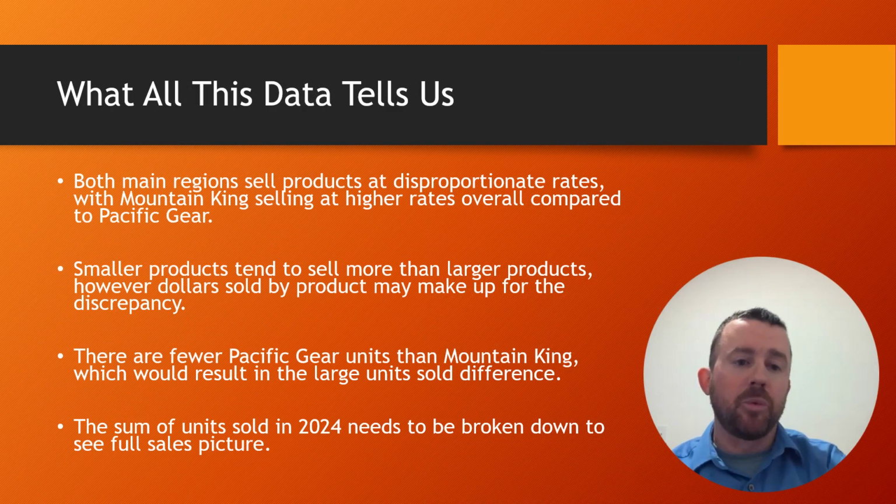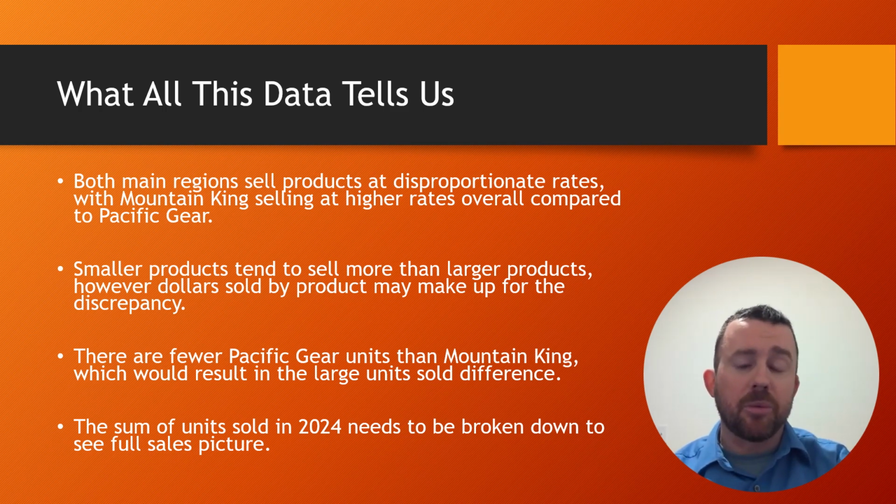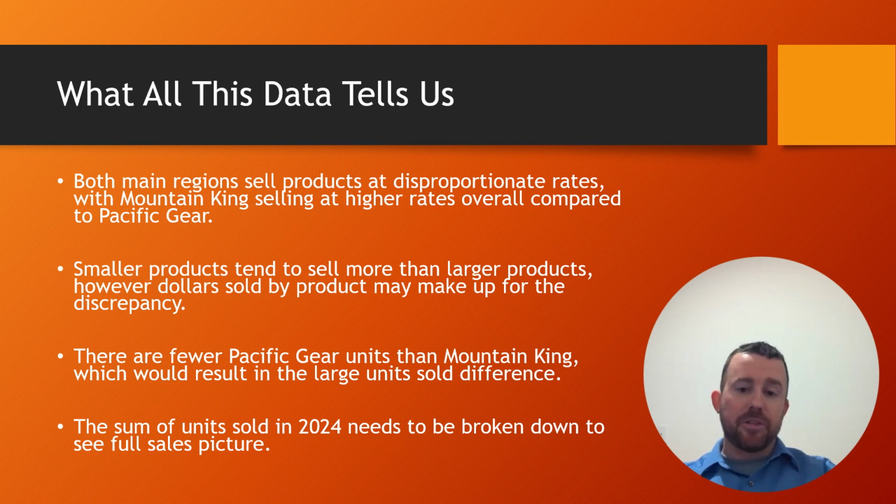Okay. So what does all this data tell us? It tells us that there is a significant difference between the two regions in terms of sales, both by vendor and by the actual region, of all the total sales for each individual region. It also tells us that these smaller products tend to sell more, as we saw with the cozy socks, the tiny tent, and then the easy boot. And then pretty much as they get bigger, they get fewer sales.